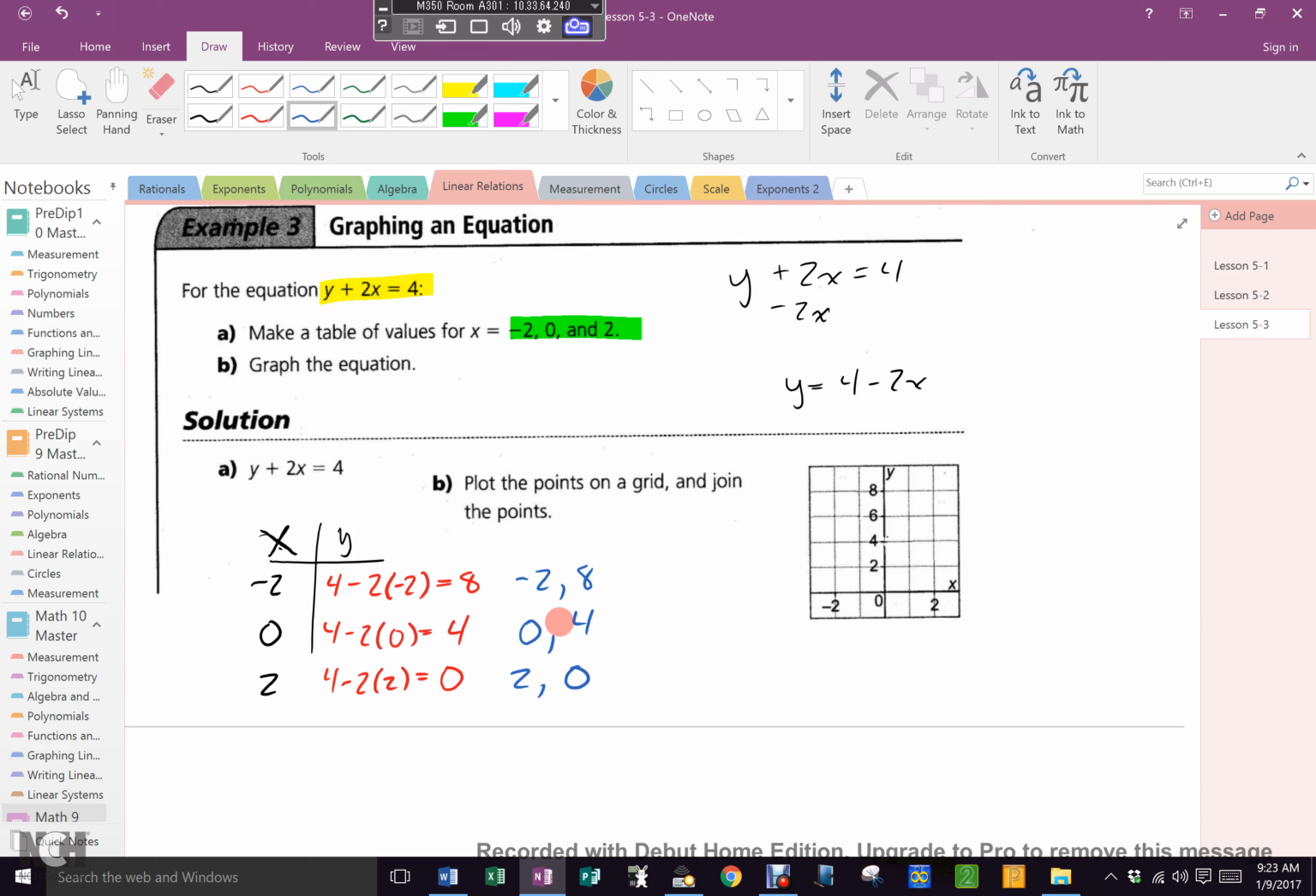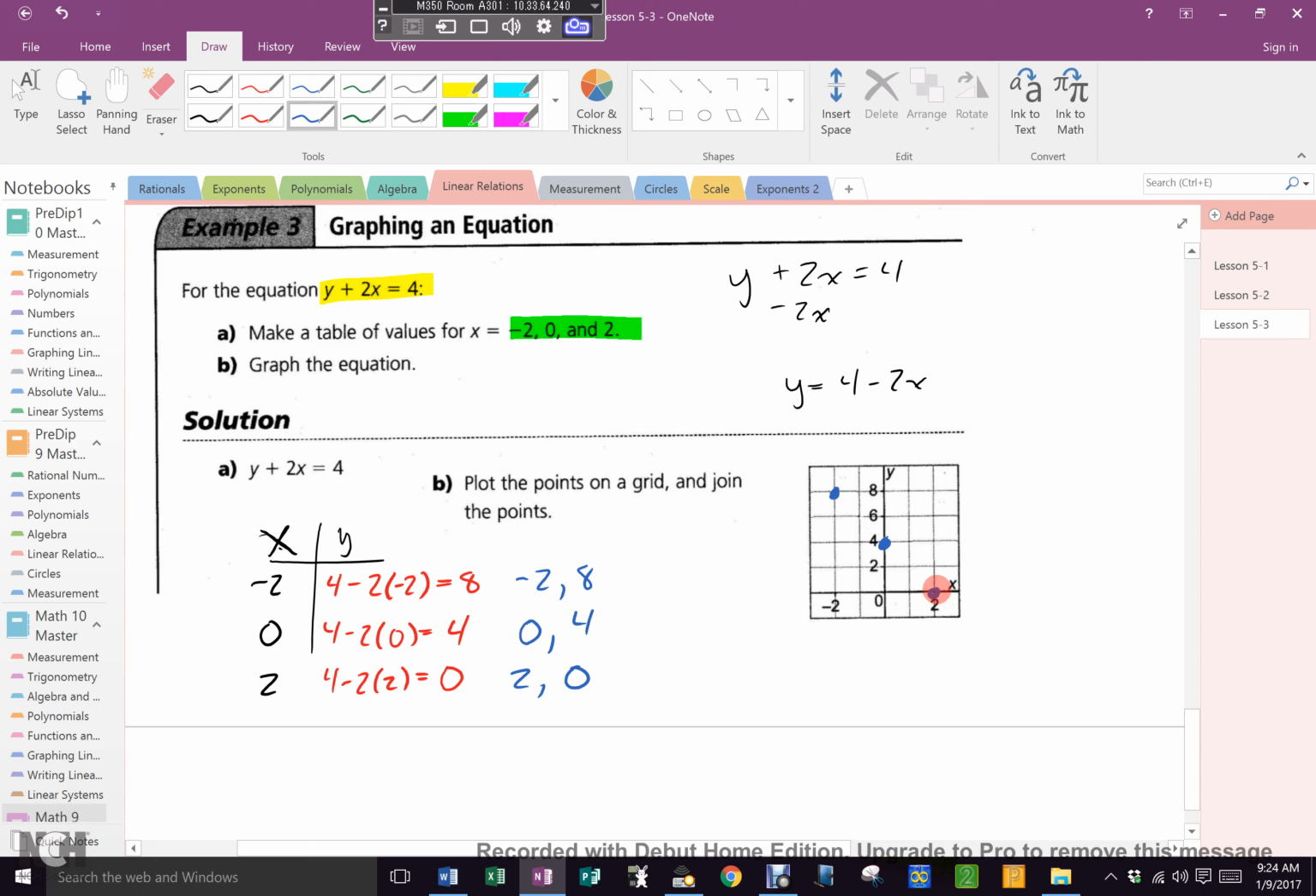How do I put them on the graph? Okay, so negative 2, 8. Where's that? 2 to the left, and now up 8. It goes by twos: 2, 4, 6, 8. And I put my first dot. Where's the next one go? 0, 4. Up by 2, 2, 4. Where's my last dot go? It goes to 2. Does it go up and down at all? Why? Because the y is 0.